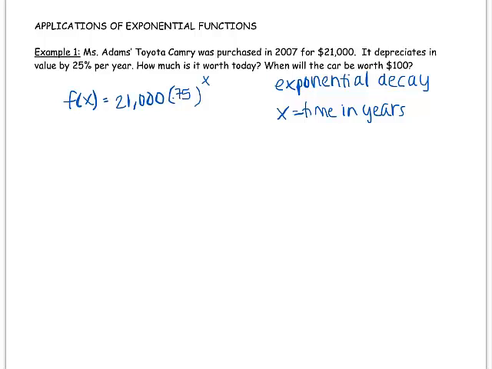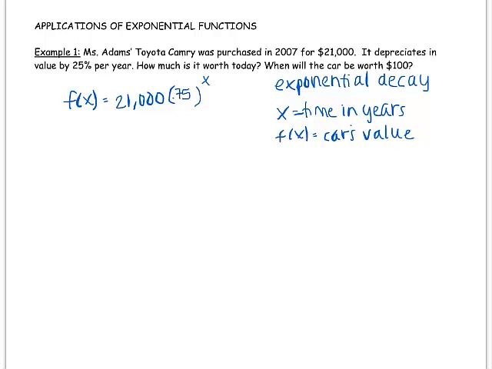Which makes sense because after the first year, I would take 21,000 and multiply by 0.75. After 2 years, I would take 21,000 and multiply by 0.75 twice. After 3 years, I would take 21,000 and multiply by 0.75 3 times, and so on and so forth. So we can also write that f of x equals the car's value, or how much the car is going to be worth.